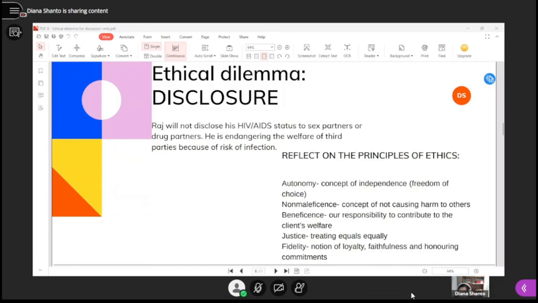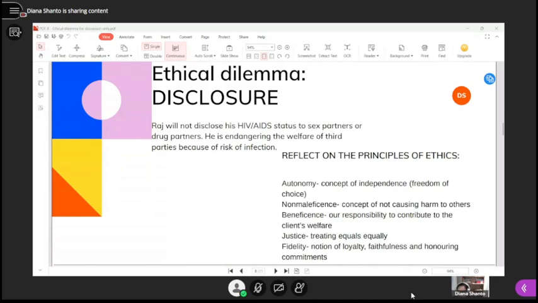Mais en même temps, pour moi, il met en danger la santé de ces personnes-là. Donc, pour moi, I have to avoid harm to others, non-maleficence, avoid doing harm to others. That's important. So, if I respect his autonomy, je mets en danger la vie des autres personnes.